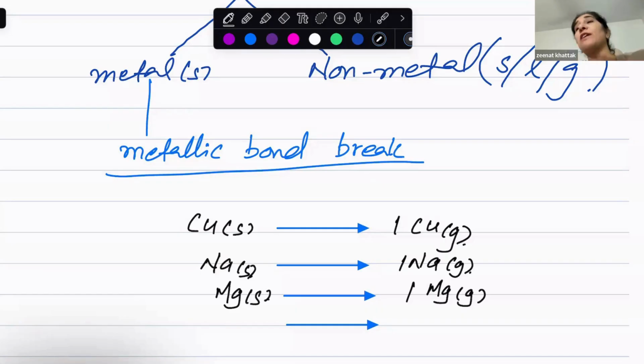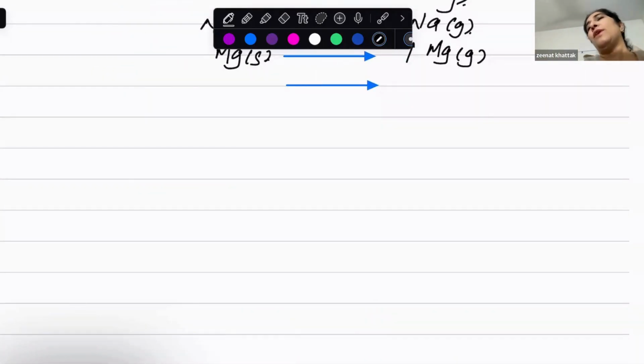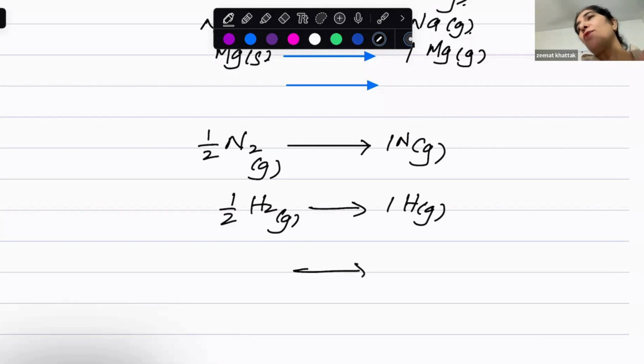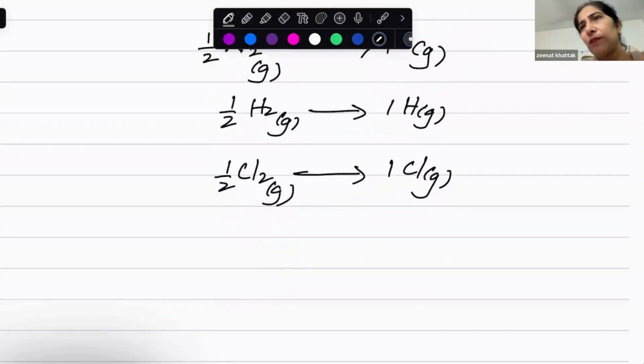Magnesium. So you are breaking metallic bond and you are making atom. Understand? Now coming to the non-metal. Now you are making 1 mole of nitrogen atom from its elemental state, 1 mole of hydrogen atom from hydrogen gas, 1 mole of chlorine atom from chlorine gas. I'm deliberately doing for gas.